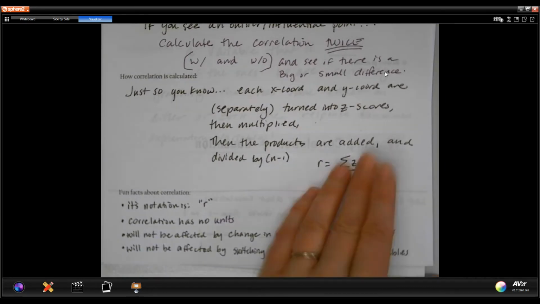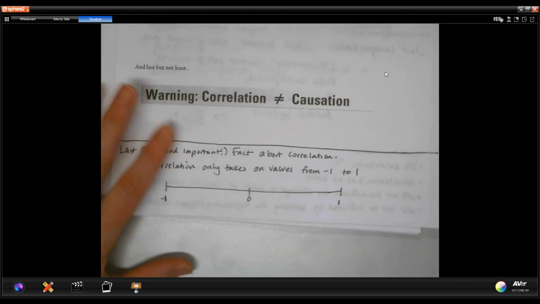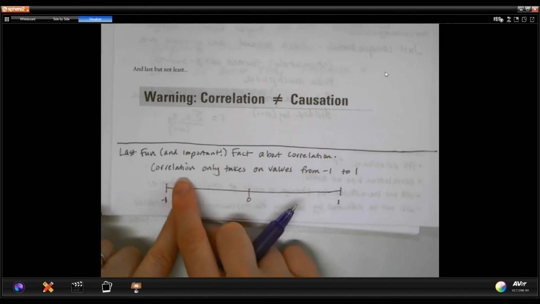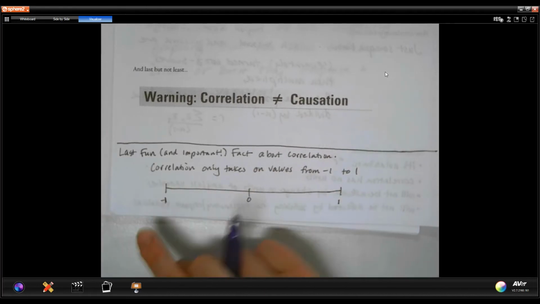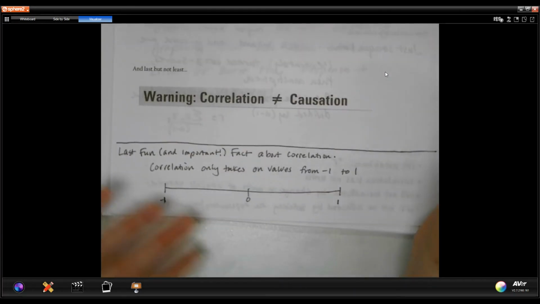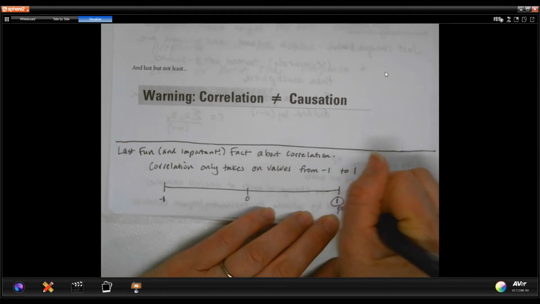Okay. There is a little more that I ran out of room for. It's on the bottom of this next page, the last fun fact, and it's really, really important. Correlation only takes on values between -1 and +1. Okay, it's always going to be between those two numbers. A 1 is perfectly linear, just a completely straight line.